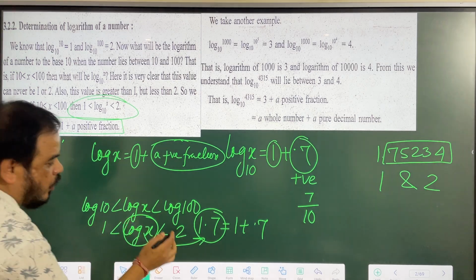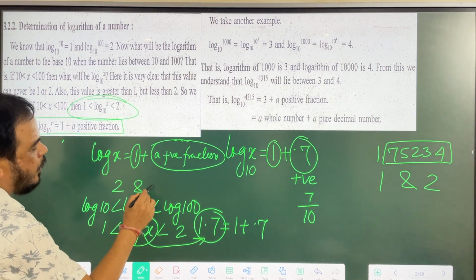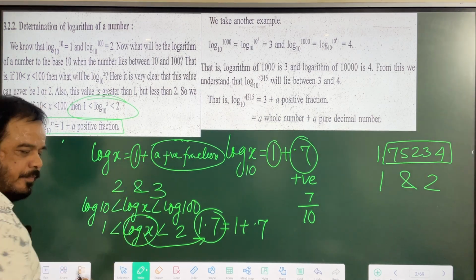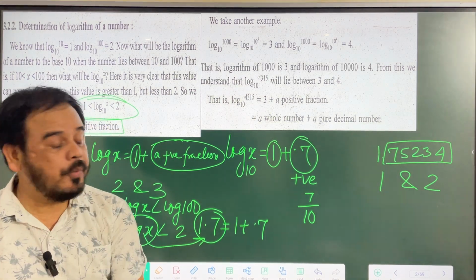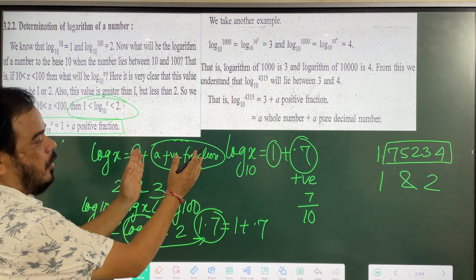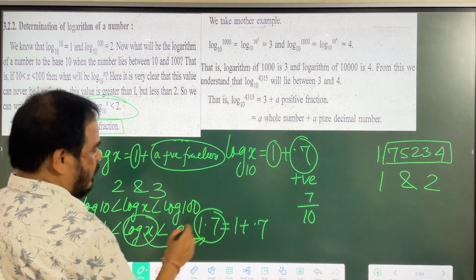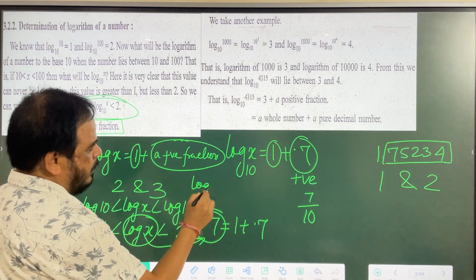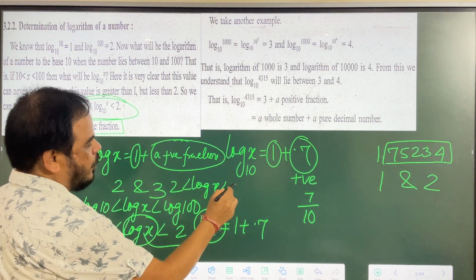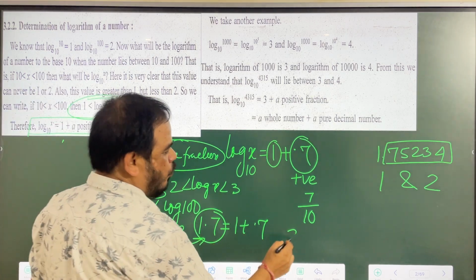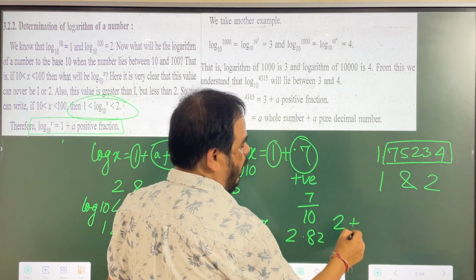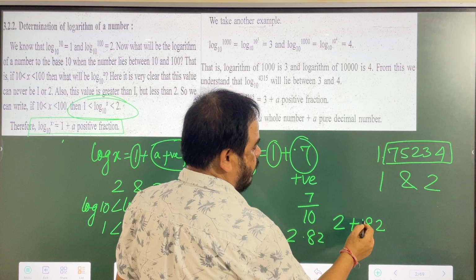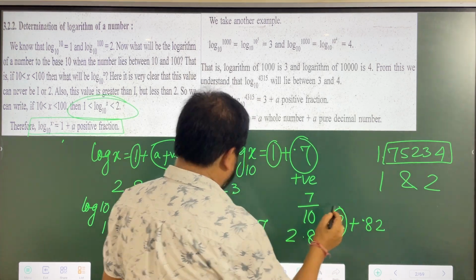If it is between 1 and 2, you get 1 plus something. If the value is between 2 and 3, then we will get 2 plus a fraction. Fraction means decimal number. Suppose log x is between 2 and 3, then we will get 2.82, or we can write 2 plus 0.82.